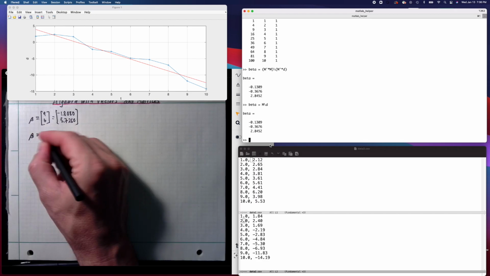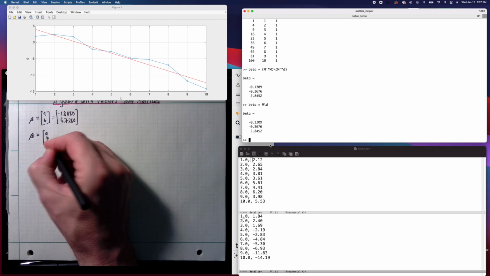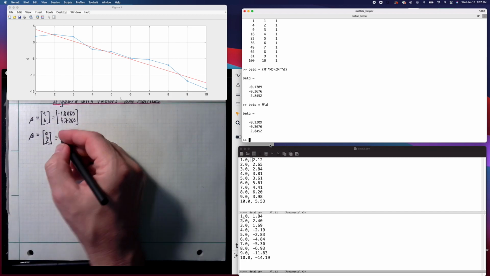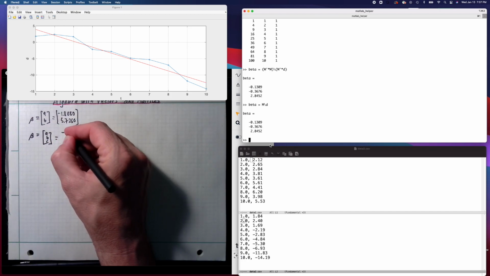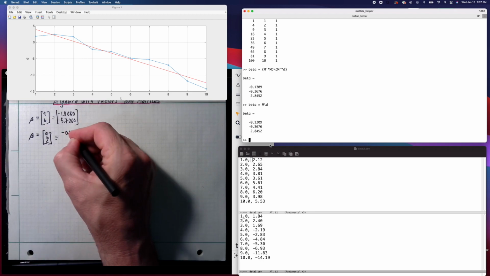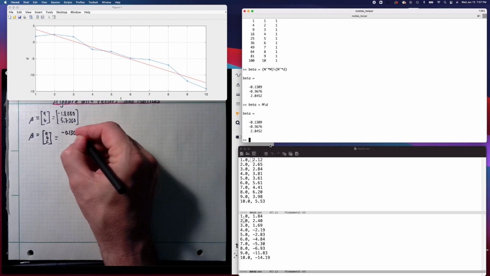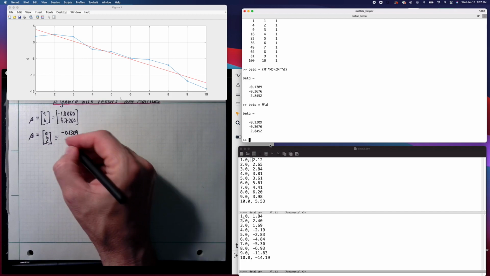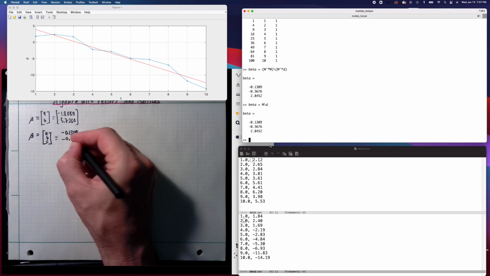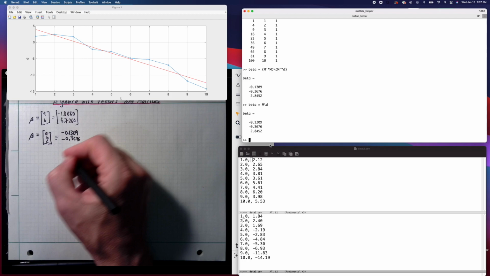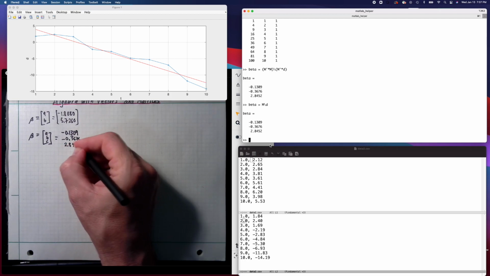All right, so the other beta, which has 3 parameters, a, b, and c, and its values are minus 0.1309, minus 0.3676, and 2.8452.